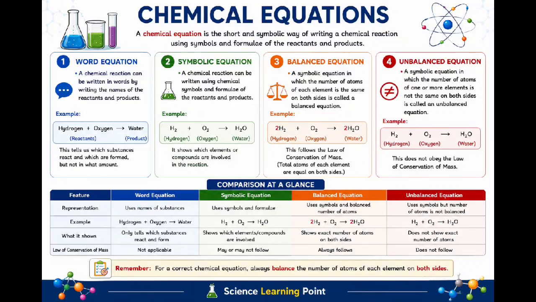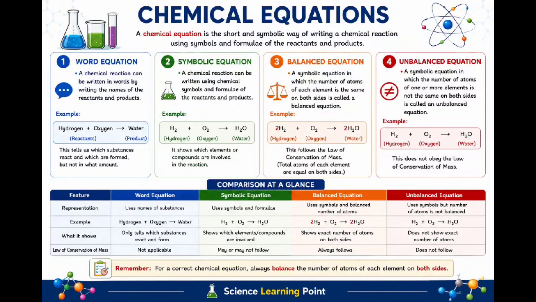Number 4, balanced chemical equation. Now look at this equation, 2H2 plus O2 to 2H2O. Let's count again. On the left side, hydrogen 4 atoms and oxygen 2 atoms, and the right side also hydrogen 4 atoms and oxygen 2 atoms. Okay, so now both sides have the same number of atoms. This is called the balanced chemical equation.